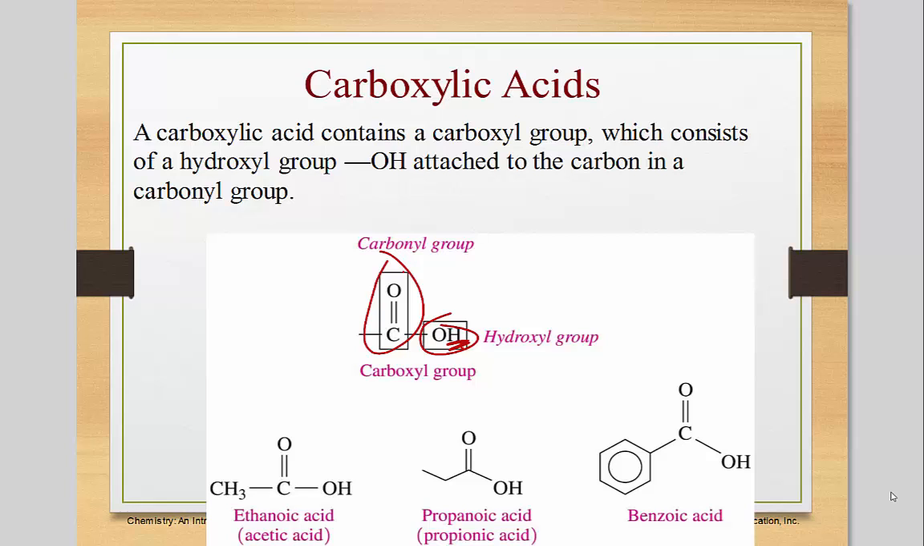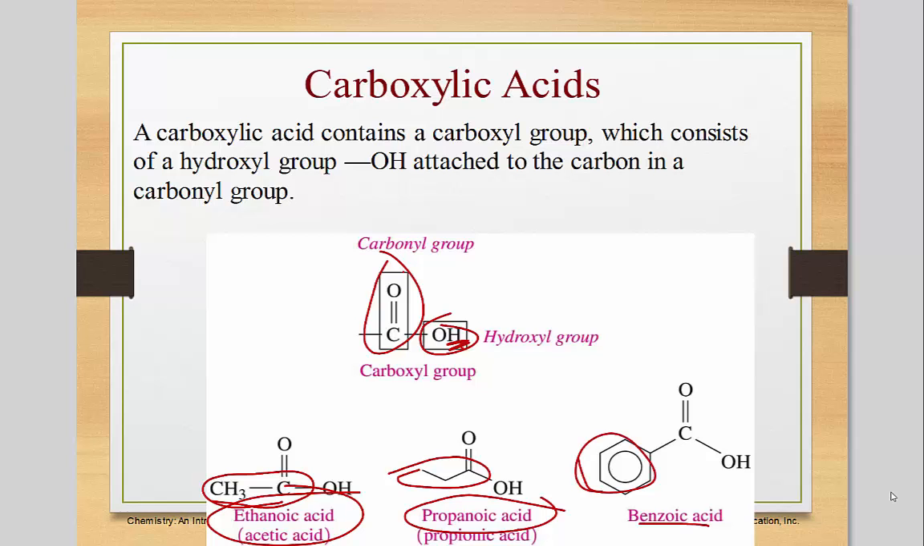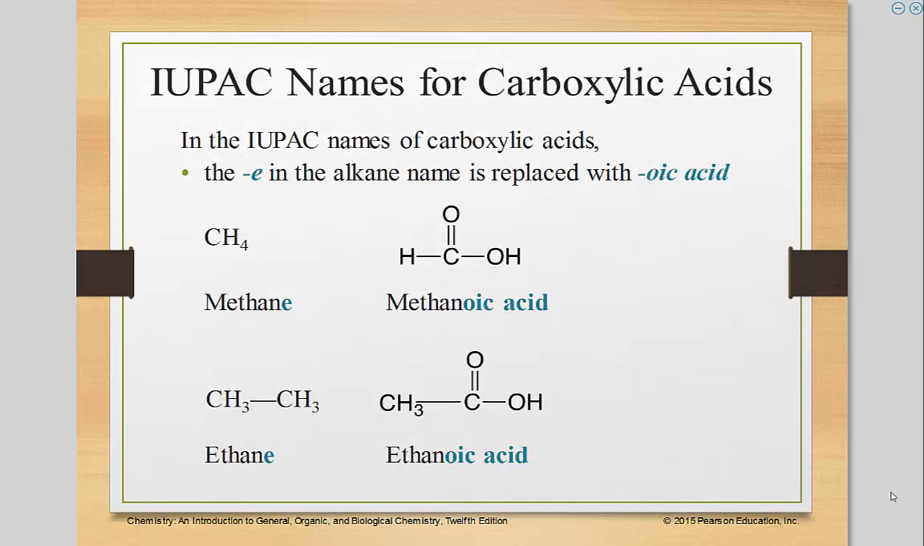Just some names of some acids. This one has 2 carbons. Eth is 2 carbons, so it's ethanoic acid. This one has 3 carbons, so it's propanoic acid. And this one has a benzene group, so it's benzoic acid. To name these, you may have noticed that those seemed rather familiar.